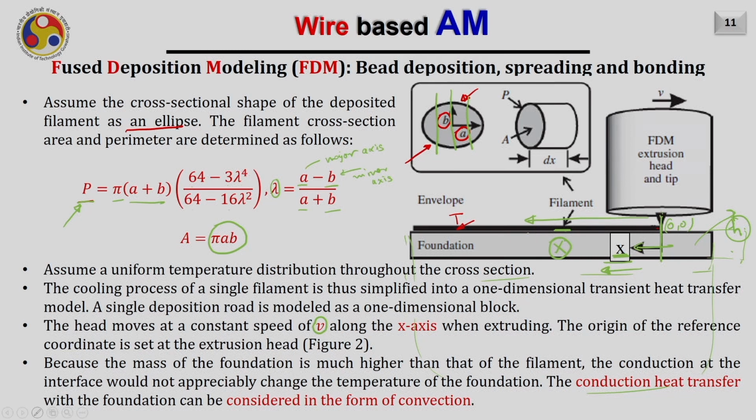So the cooling process of a single filament is simplified into a one-dimensional transient heat transfer model, and the heat is just transferring in this direction, or the conduction is happening in this direction. Of course, there is convection due to the ambient environment and also due to the foundation, because this foundation is assumed to be very large and is also transferring heat, and the temperature of the foundation is not changing, hence it is also contributing through convection heat transfer.